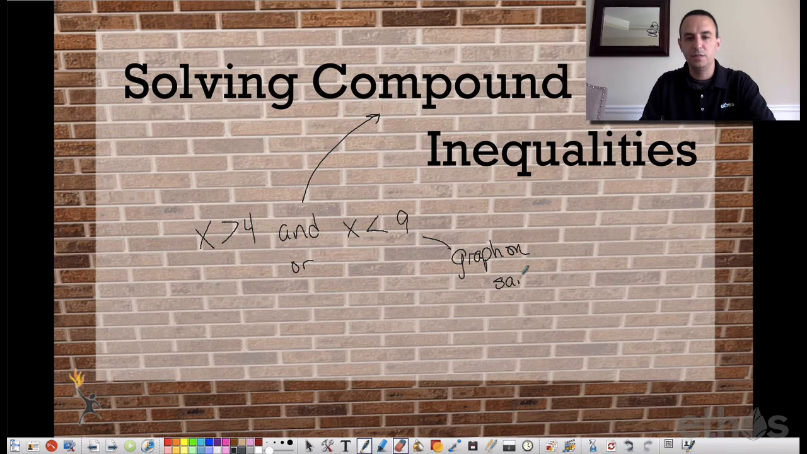So it's really not a huge difference. It's what we did in the last lesson. We're just going to rework it a little bit and add another component to it. Instead of just doing one on a line, we're going to do two. So let's take a look at how this works.